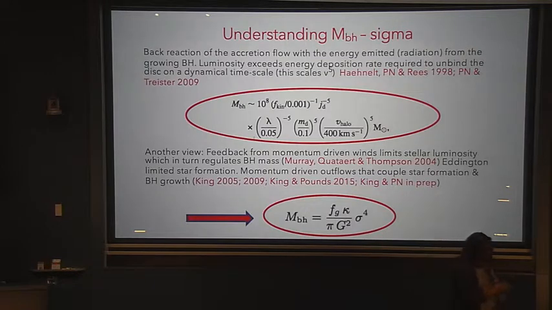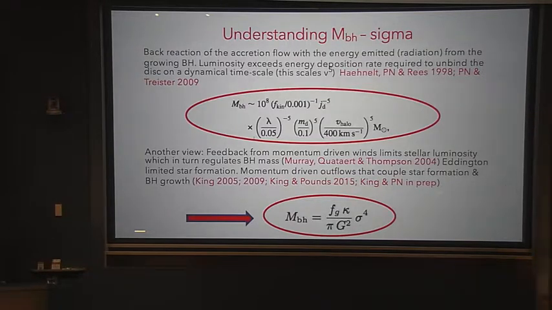There's a very, very simple way to understand how you could have that relation. You can look at the extreme case. Look at the accretion luminosity that is produced by the black hole, and ask what is the limit? The limit is when the back reaction of the radiation with the accretion flow is such that you unbind the disk. Basically, the radiation output exceeds the binding energy of the inner accretion disk. Then you destroy the accretion disk, right? So that's kind of a drastic limit.